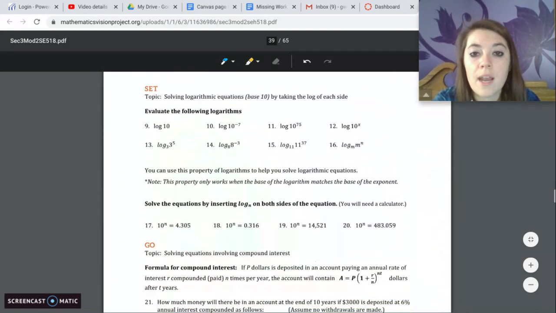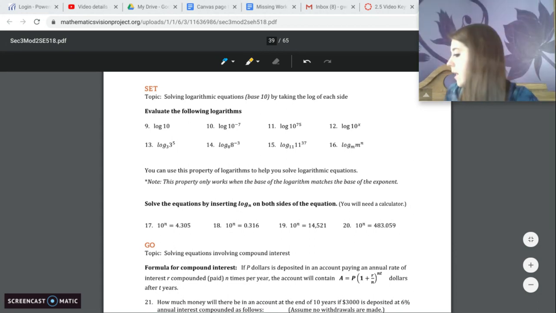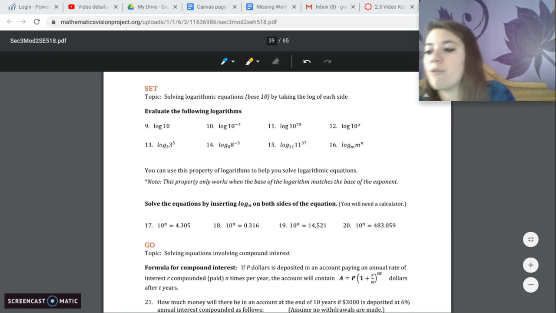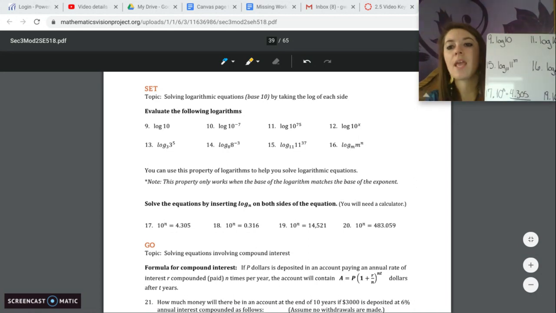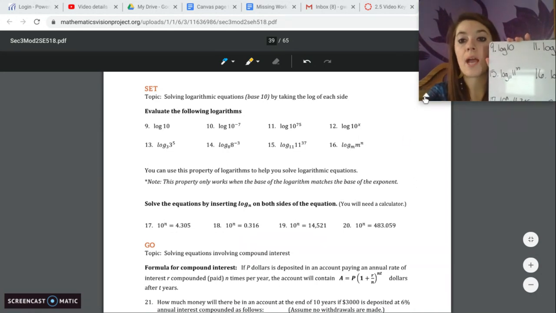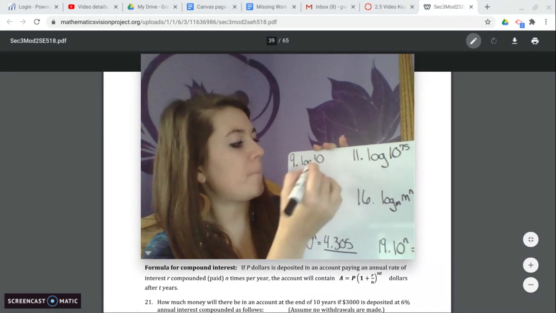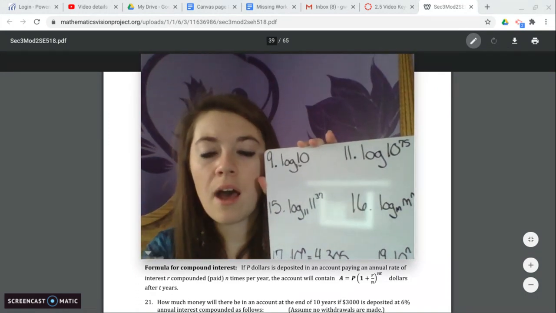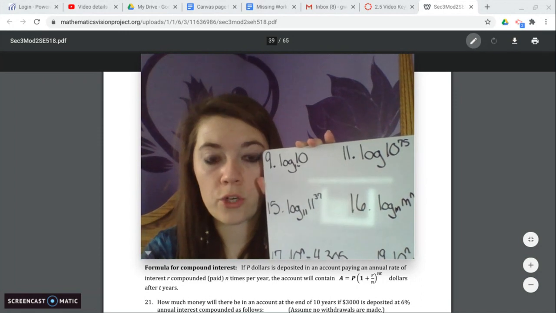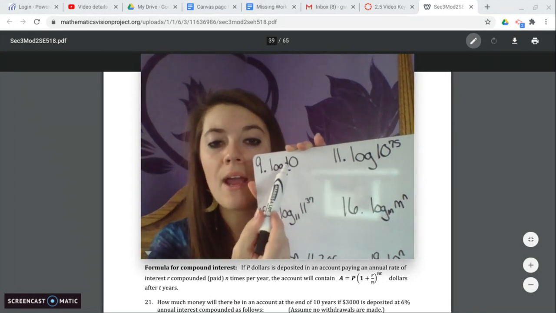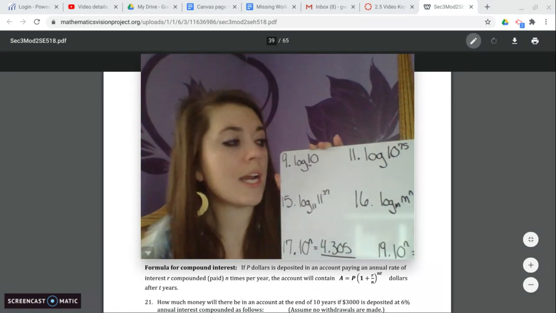All right, the next section is solving logarithmic equations, base 10, by taking the log of each side. So evaluate logarithms, evaluating the following logarithms. So we have log base 10 of 10. Sorry, lost my marker. So when we have a log base 10, we never actually include the 10 because that's just the standard form of it. But when this number and our big number are the same, our answer is what the exponent is.